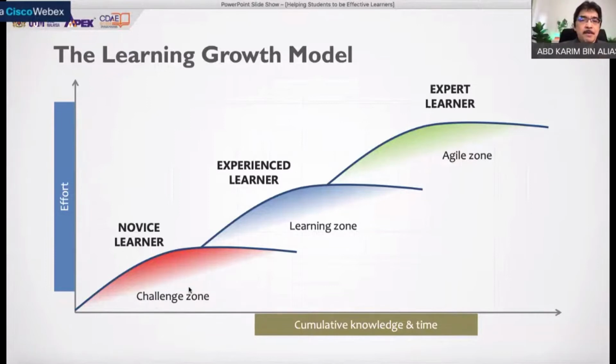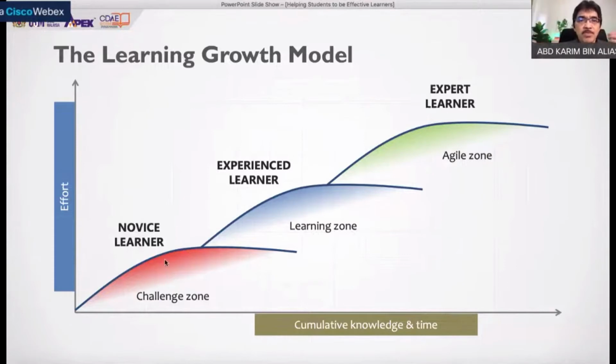Okay. Then after some time, they become the experienced learner. So this is where effective learning starts to happen. From here, challenge zone to learning zone. From novice learner to experienced learner, they grow. So learning is about growth. Learning is about growth. Growth of knowledge, growth in character, growth in personality, growth in experience, growth in wisdom. So that's why we call it the learning growth model.